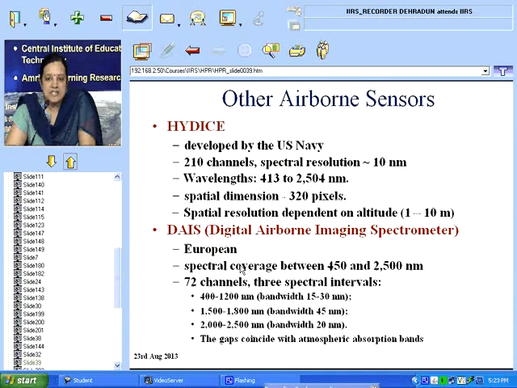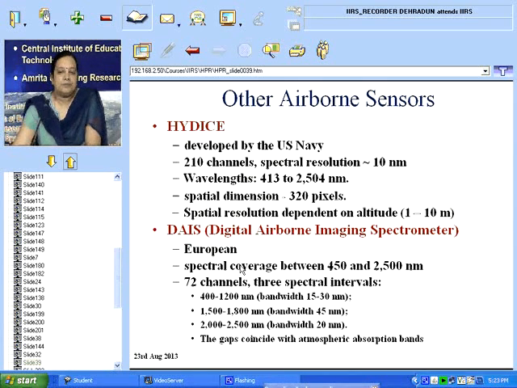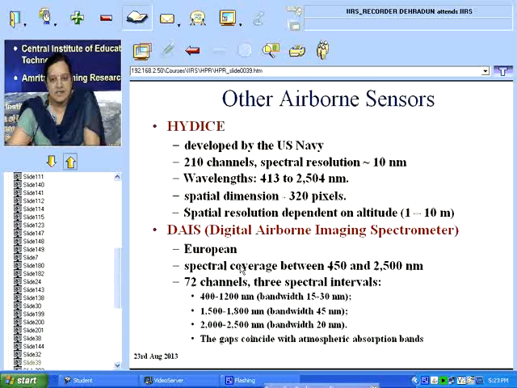Then the European Digital Airborne Imaging Spectrometer with 72 channels, ranging from 400 to 1200 nanometers, and in that region it offered 15 to 30 nanometer bandwidth. In the wavelength region from 1500 to 1800 it offered 45 nanometers, and from 2000 to 2500 it is a 20 nanometer bandwidth. And the gaps in between which you are seeing are not gaps in the data, but basically they are atmospheric absorption bands, so no data is available. That's the reason they have not designed any detectors in these areas.